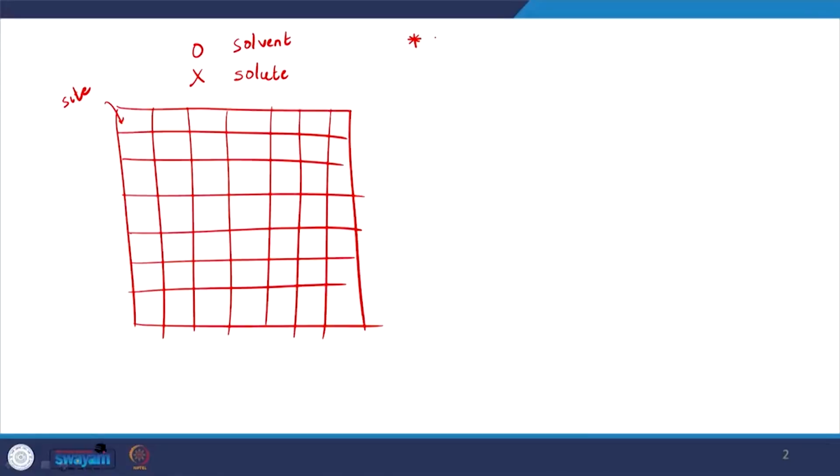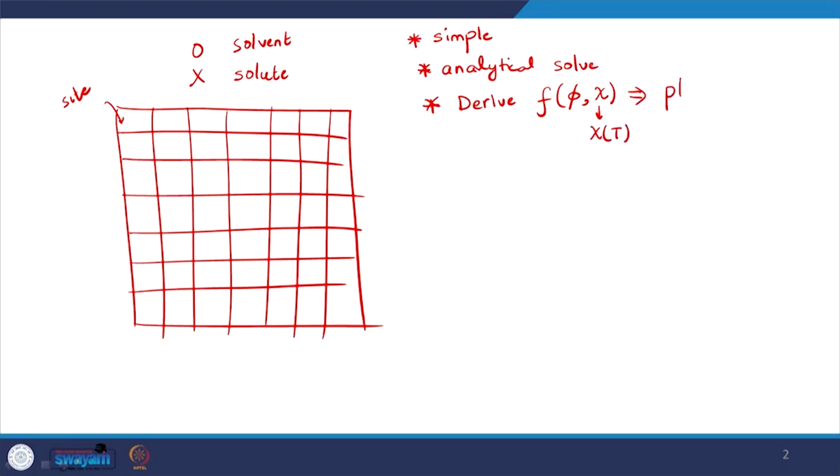So, there are some problems with that model, but before that let us try to see what is the big advantage of the model. So, first of all, the model is clearly very simple. We can analytically solve it, and what we were able to show is that I can derive the expression of f of phi, or f of phi and T, but temperature we have replaced by the variable chi, and using that we then have an expression for the phase behavior. We can characterize the mixing and all that.